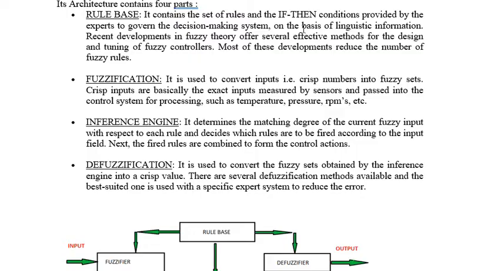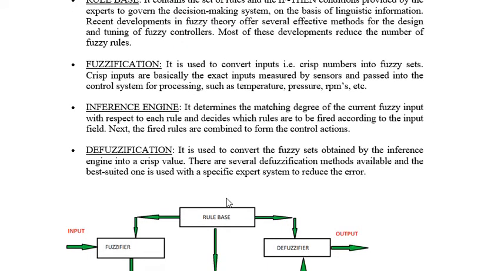These conditions are provided by experts to ground the decision making system. To make a decision we have rules and if-then conditions in this rule base. In this rule base we have all the rules which we have to perform, and it is divided into two types, the fuzzifier and the defuzzifier. Fuzzifier, also known as fuzzification, is used to convert the input crisp numbers into a fuzzy set. Yes or no?